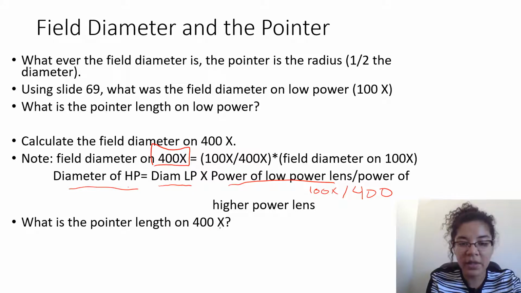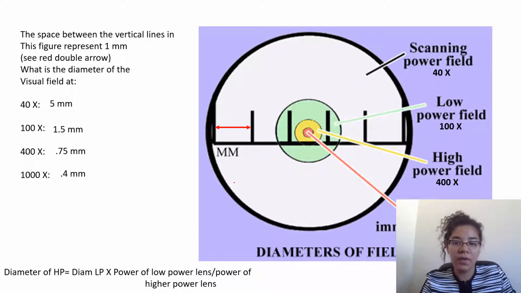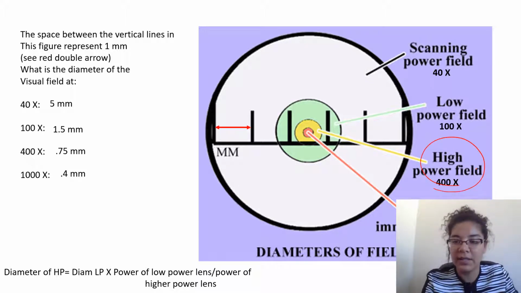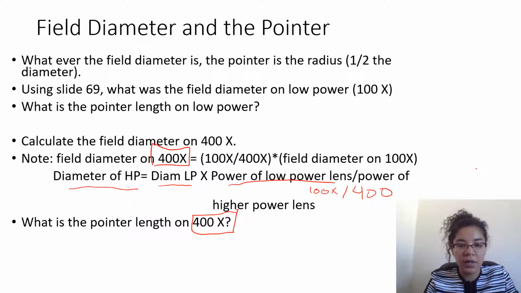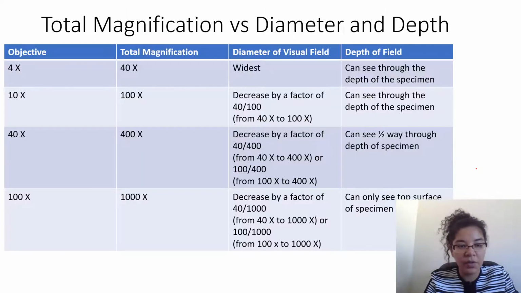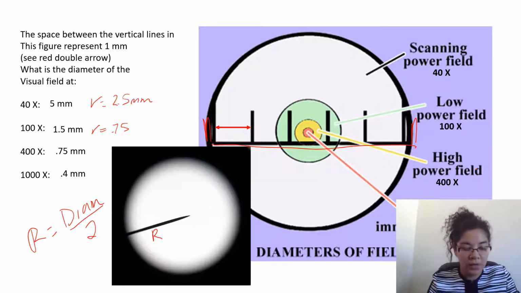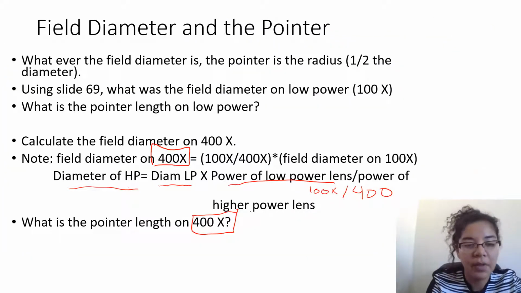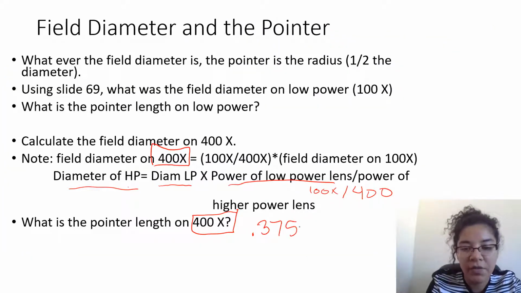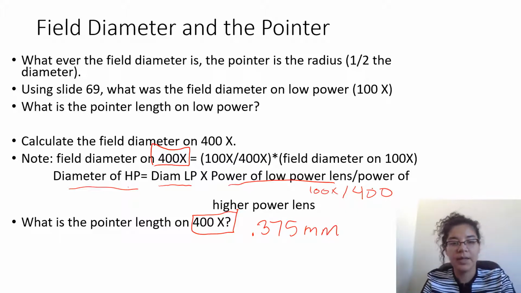So what is the pointer length of 400x? The pointer of the 400x, the high power lens, is what we're calculating, which we did earlier. The pointer length is the radius, so it's 0.75 divided by 2, which is 0.375. So that's your answer for this one, 0.375 millimeters. That was field diameter and pointer length.